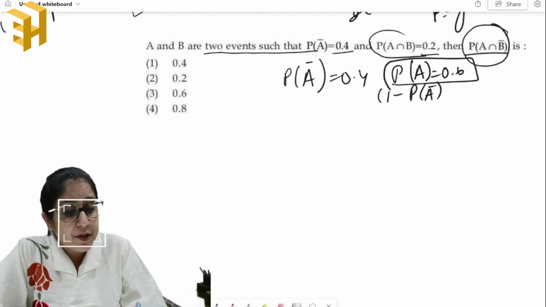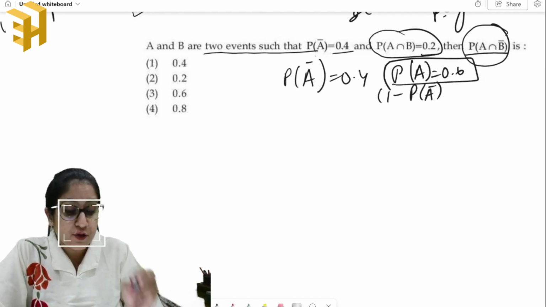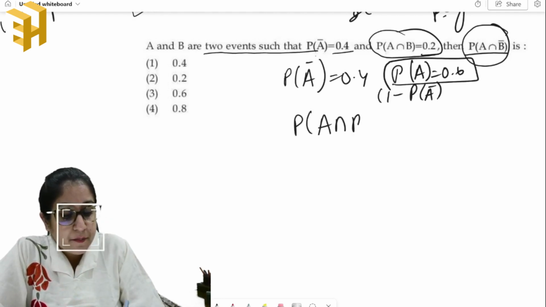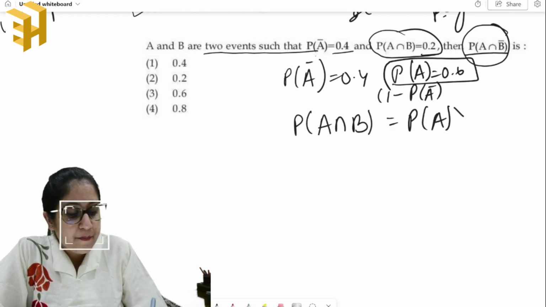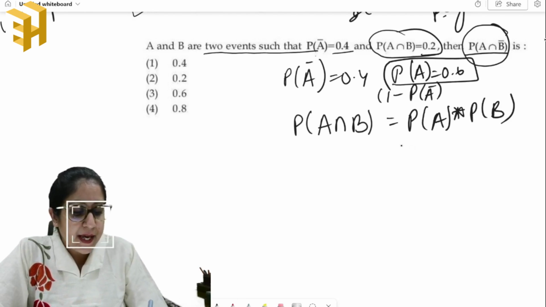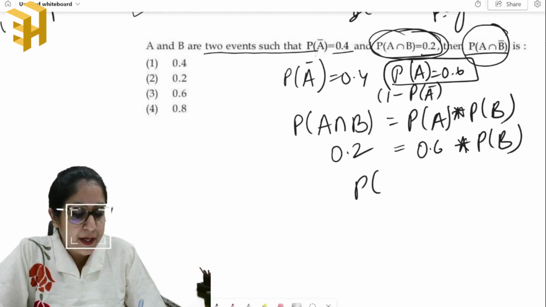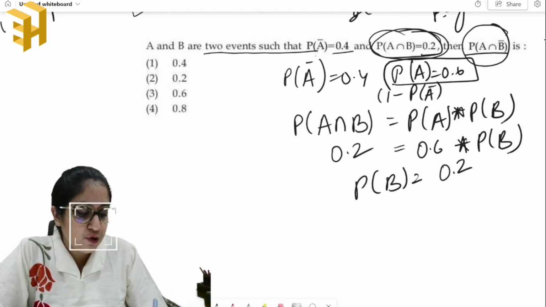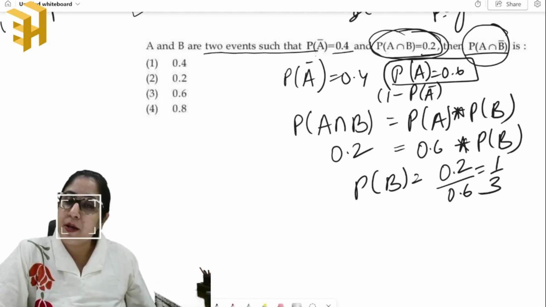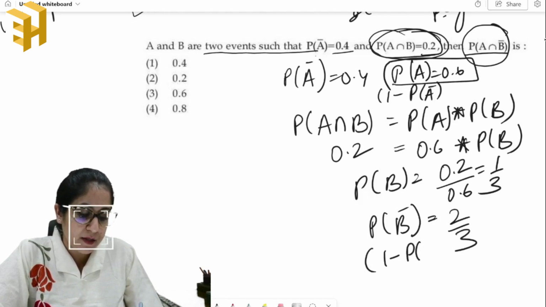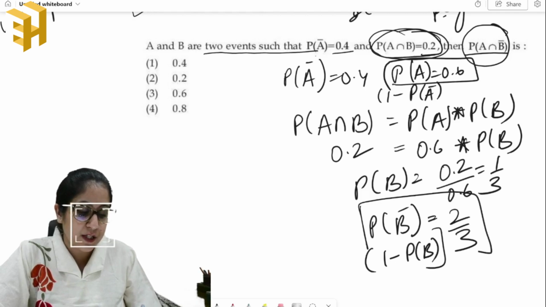Then I am given that P(A intersection B) is 0.2. In one of the previous videos, we've done this, that if you have to calculate P(A intersection B), all you have to do is P(A) into P(B). So P(A) is given as 0.6. We are not yet given P(B), but A intersection B is 0.2. So P(B) can be calculated as 0.2 upon 0.6, which is 1 by 3. That is my P(B). Therefore, P(B') can be calculated as 2 by 3, same logic, 1 minus P(B), right?